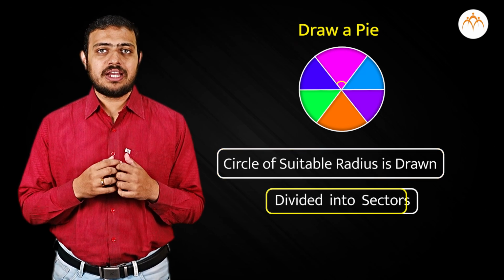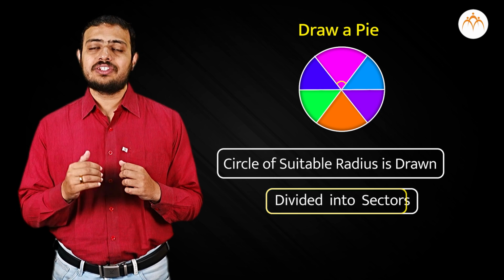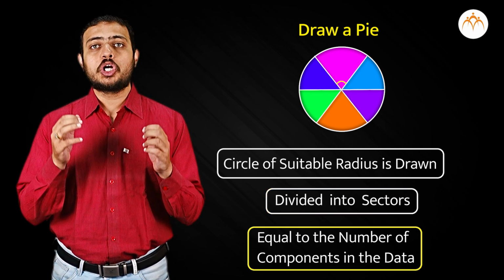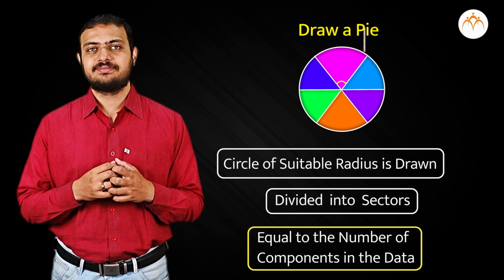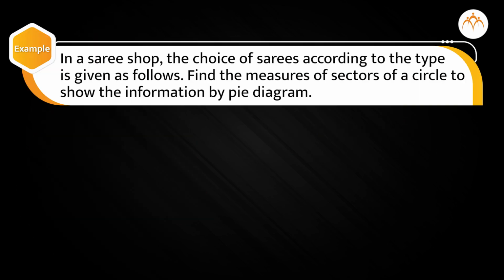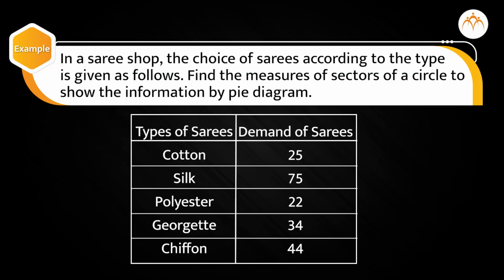A circle of suitable radius is drawn. Then it is divided into sectors such that the number of sectors is equal to the number of components in the data. Let us understand this method through an example. Let's see this solved example. In a sari shop, the choice of saris according to the type is given as follows. Find the measures of sectors of a circle to show the information by pie diagram.